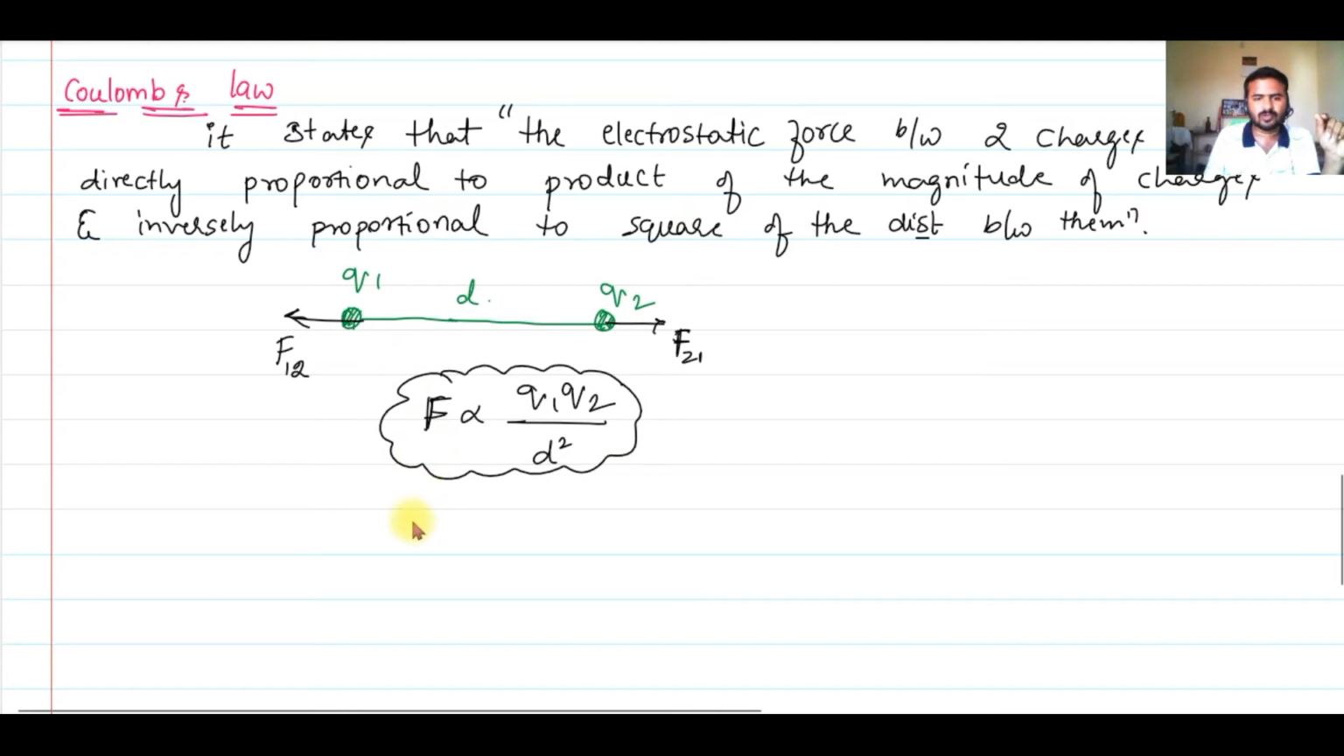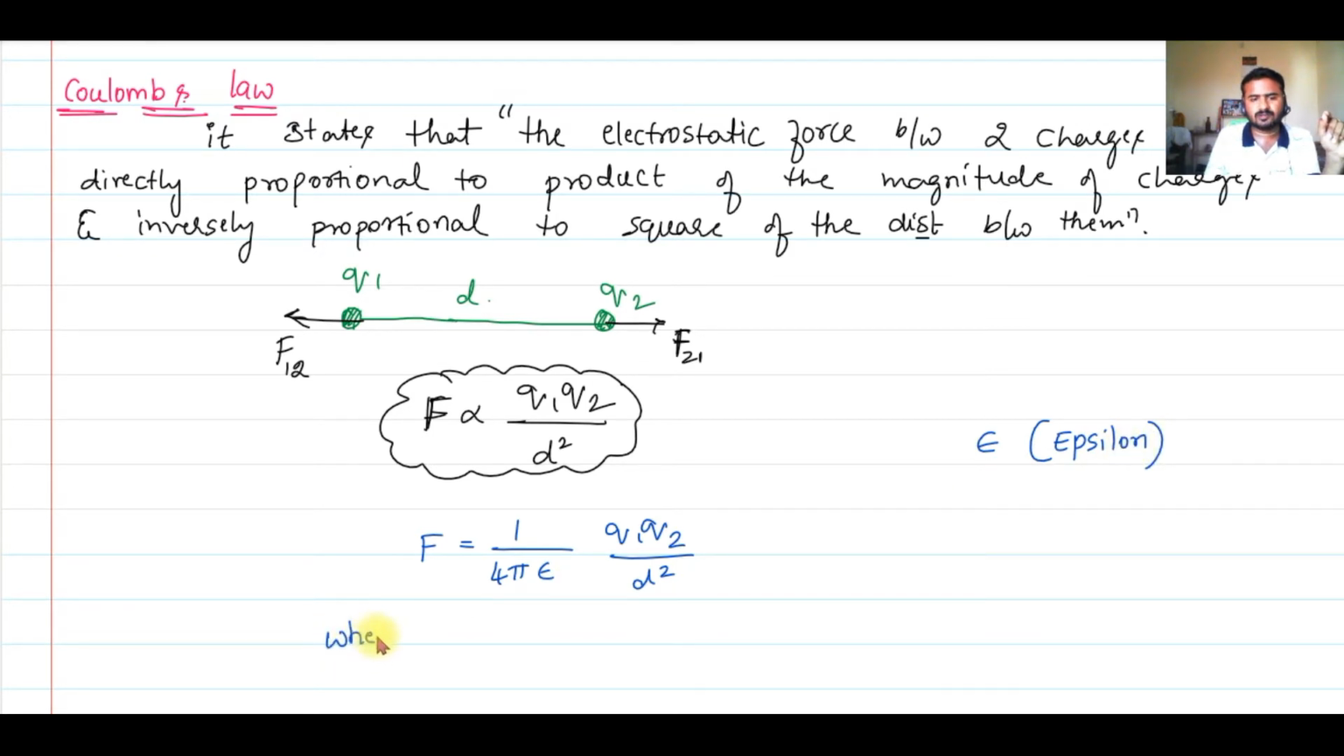Now if you remove the proportionality symbol here, we have a proportionality constant, which is 1 divided by 4 pi epsilon, so F = 1 by 4 pi epsilon times q1 q2 divided by d square. The name of this symbol is epsilon. Now what is this epsilon?